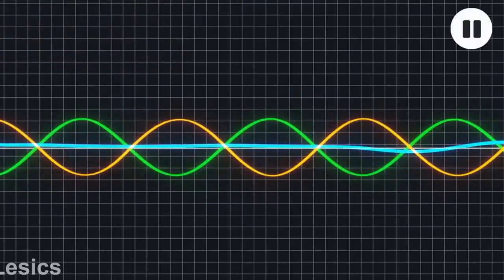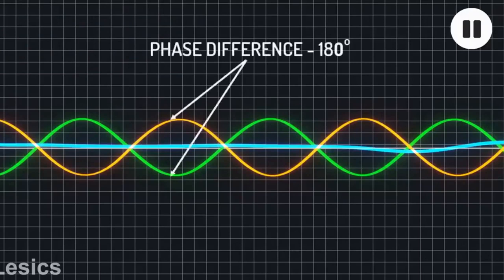Let's pause the animation here. You can see that the waves have a 180 degree phase difference here. When you add both the electromagnetic waves, they will perfectly cancel.